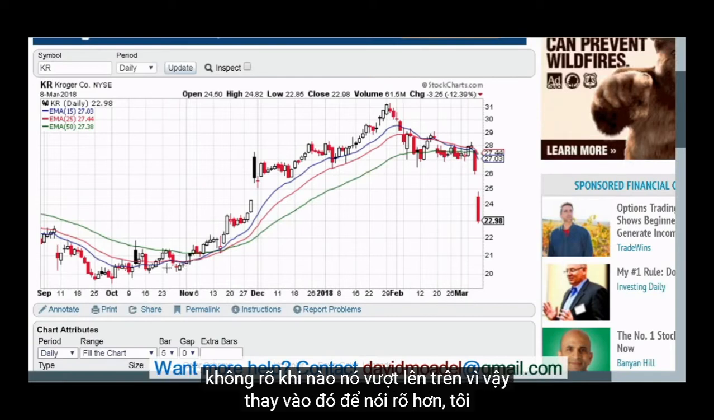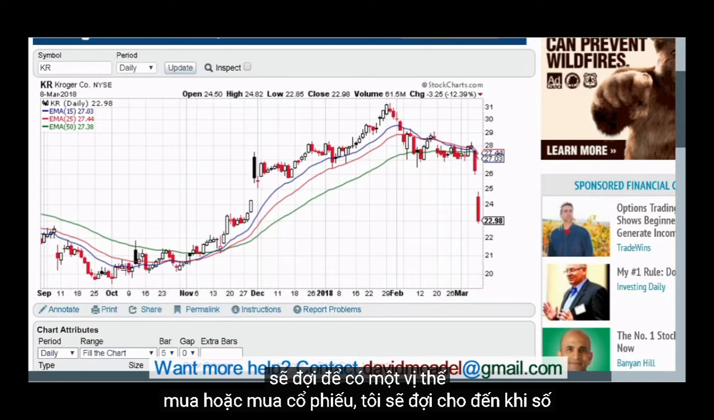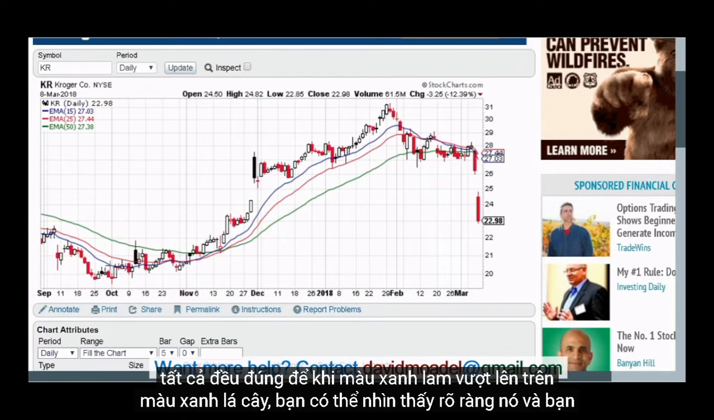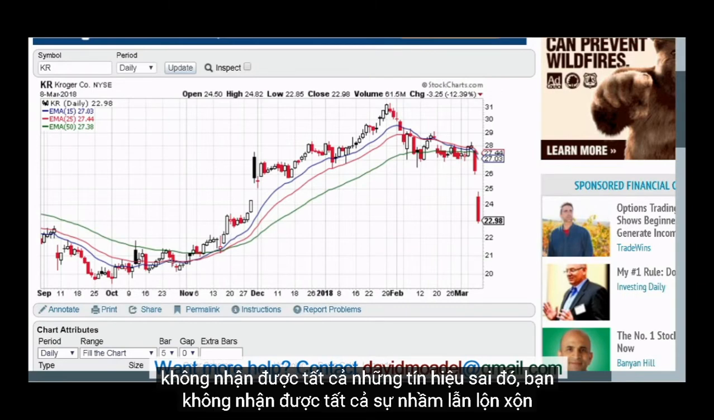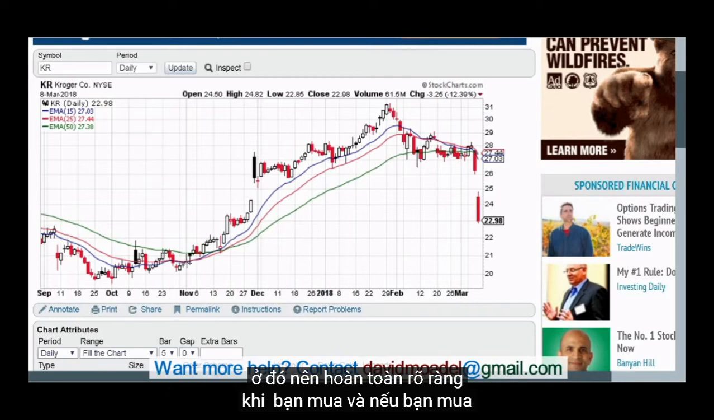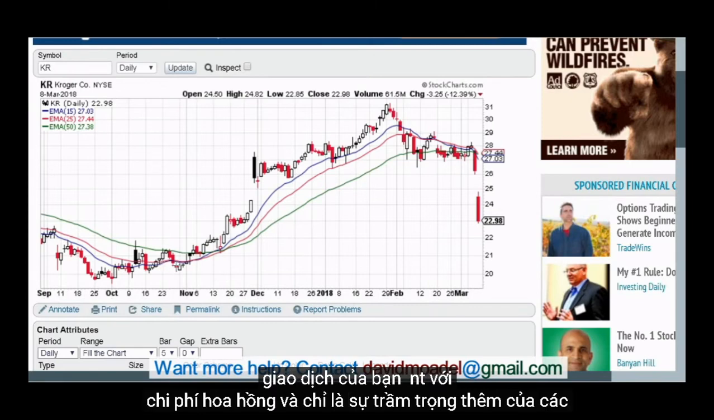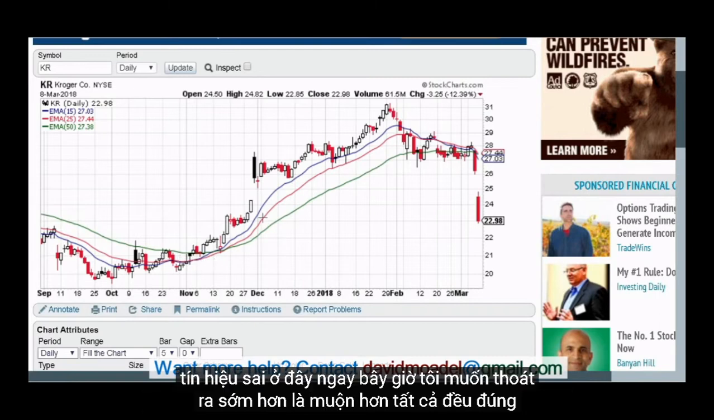So instead, to make it more clear, I'm going to wait to take a long position or to buy the stock. I'm going to wait until the 15 goes above the green one, the 50. That way you get a more clear break, all right? So when the blue goes above the green, you can clearly see it, and you don't get all those false signals. You don't get all that muddled confusion there, all right? So that's totally clear as to when you buy. And if you bought here, you would have done quite nicely with that run-up without eating up your trading account with commission costs and just aggravation of false signals here, all right?